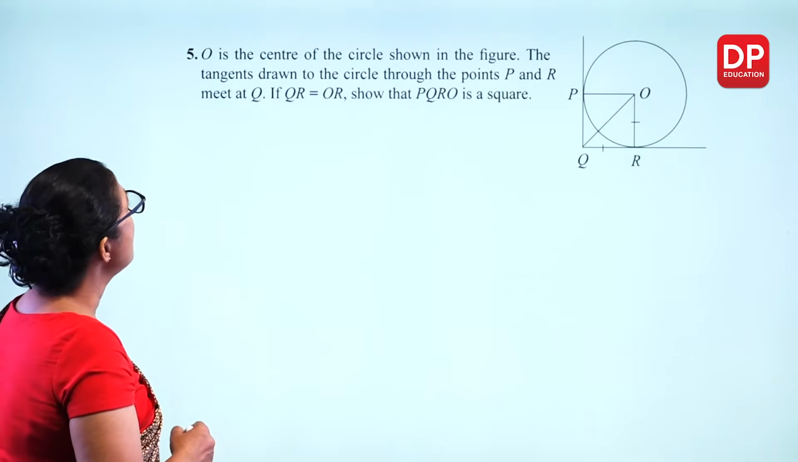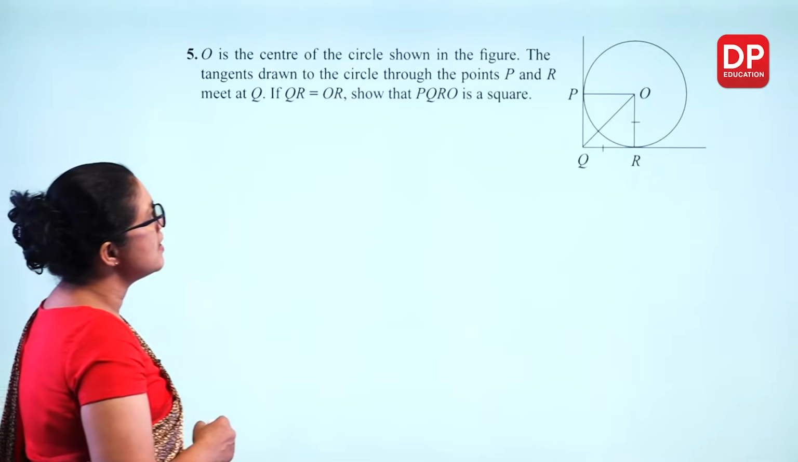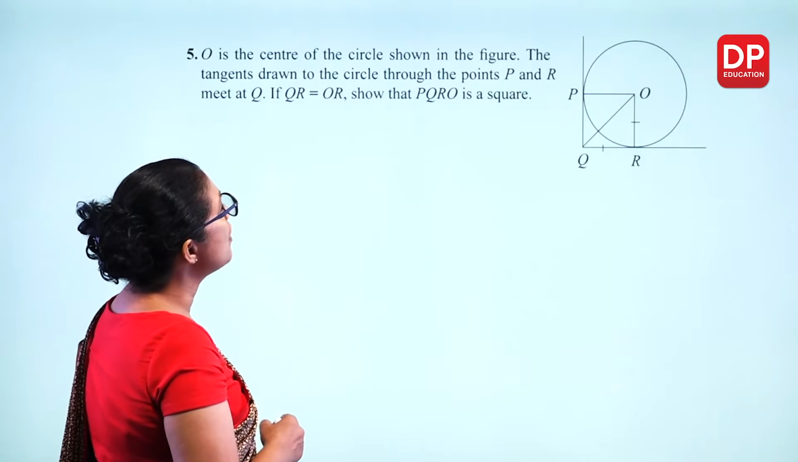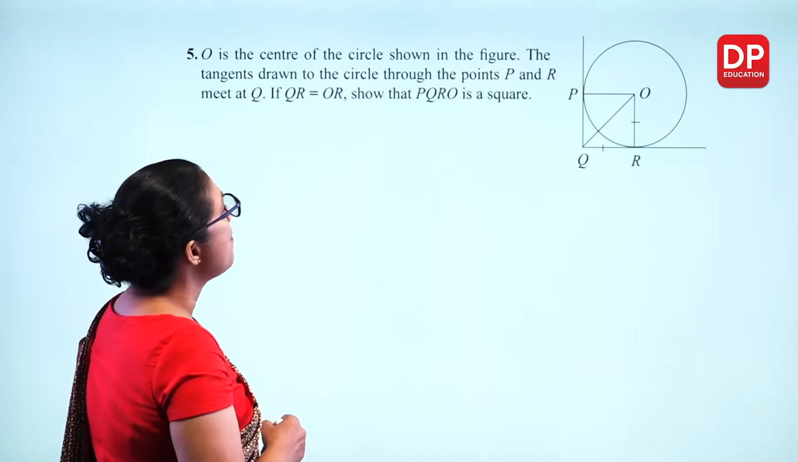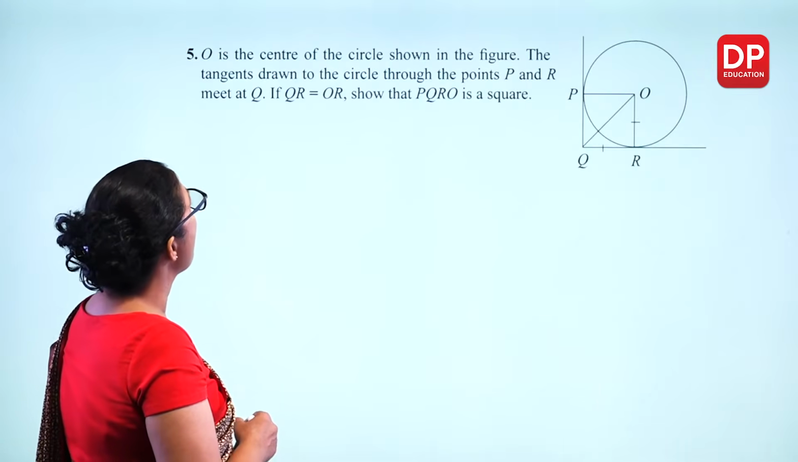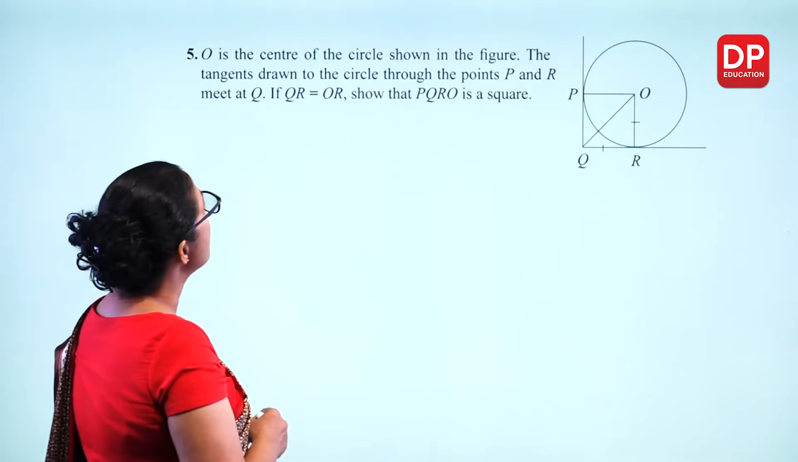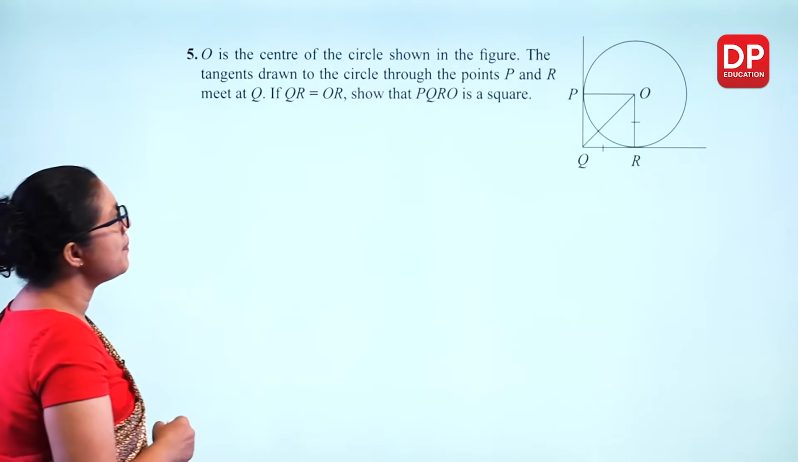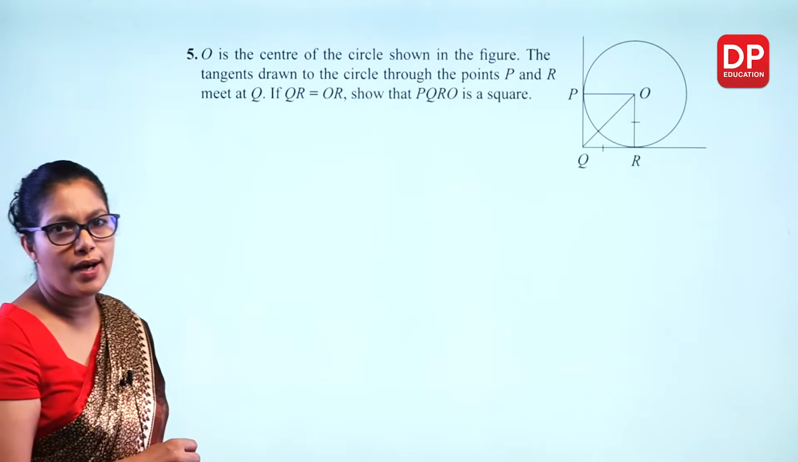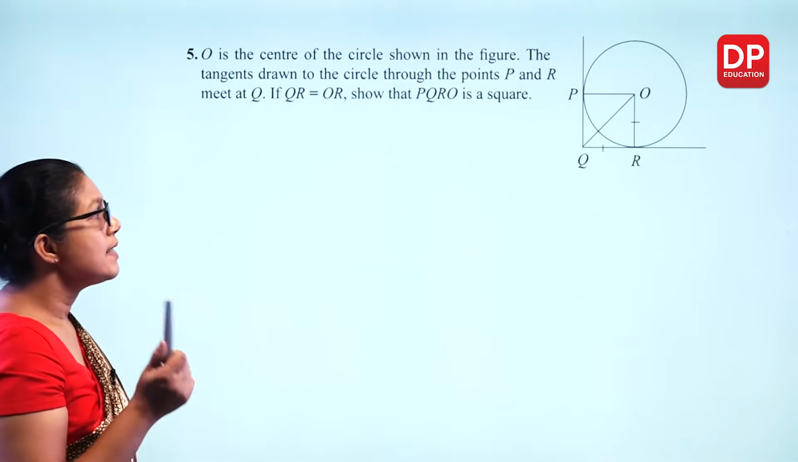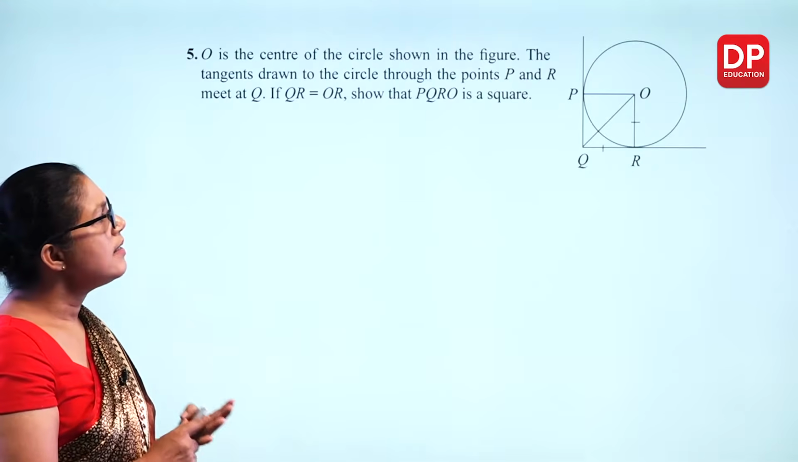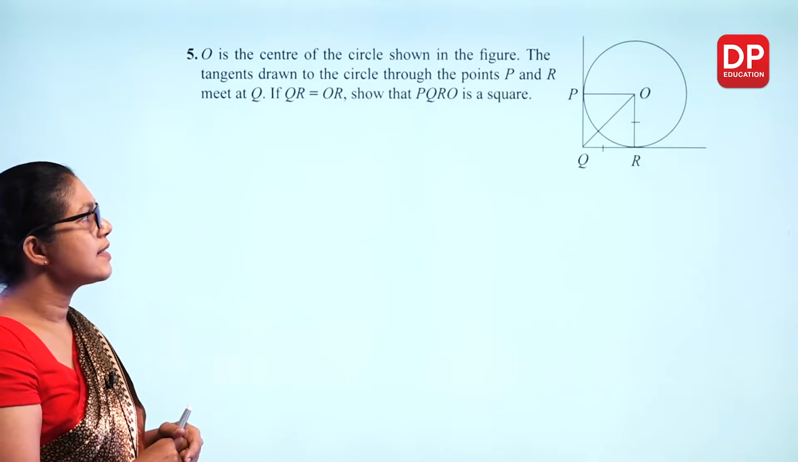Question number 5. O is the center of the circle shown in the figure. The tangents drawn to the circle through the points P and R meet at Q. If QR is equal to OR, show that PQRO is a square. So to show that it's a square, all sides are equal and each angle is 90 degrees.